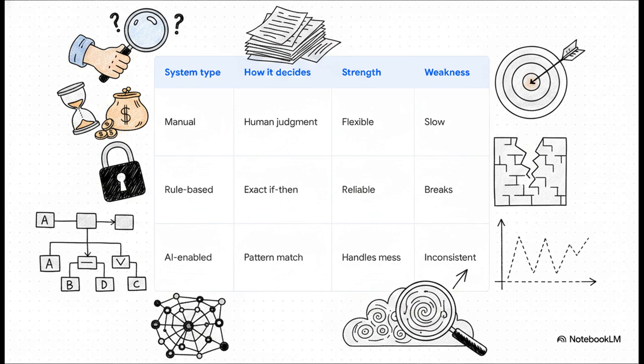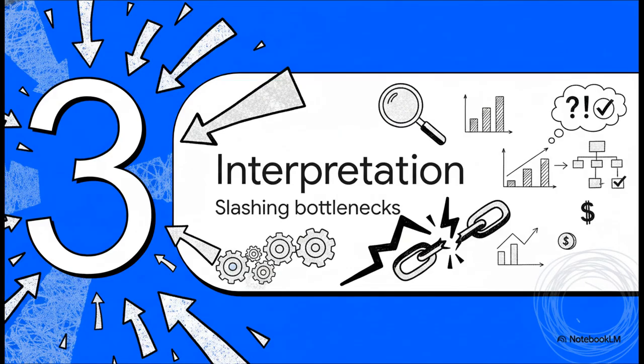That is perfectly reliable, but as we just saw, it breaks the second things get ambiguous. And finally, we arrive at AI-enabled automation. It uses pattern recognition to handle all those messy inputs. But look closely at the trade-off here. It can be wrong or inconsistent. It doesn't produce absolute mathematical certainty. It produces a highly confident guess. Let's move on to section 3, the cost of interpretation.